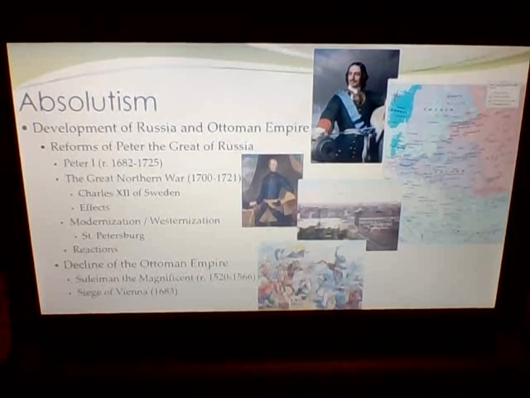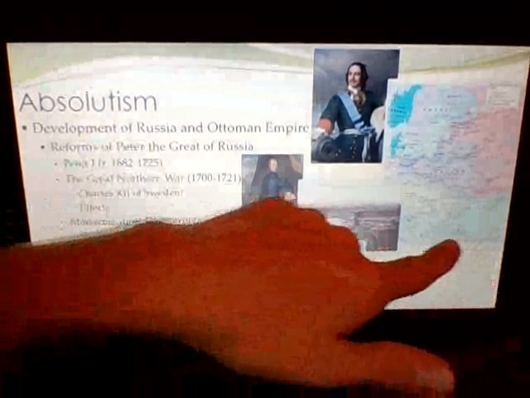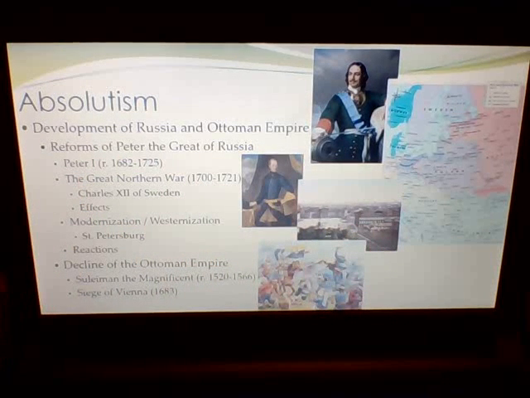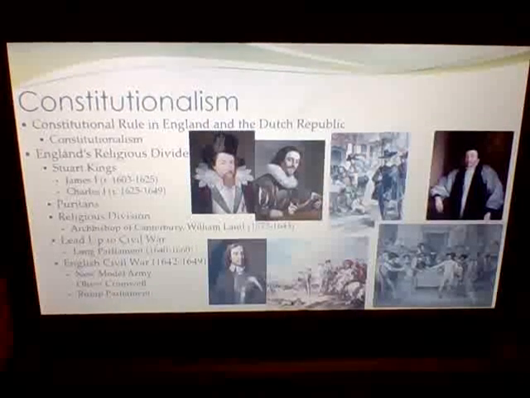by the Austrian Habsburgs. So the Ottomans, I don't have a map on it right here, are still occupying some southeastern territory in the neighborhood of Greece, Macedonia, and those areas, which we'll cover more of that transition later on.